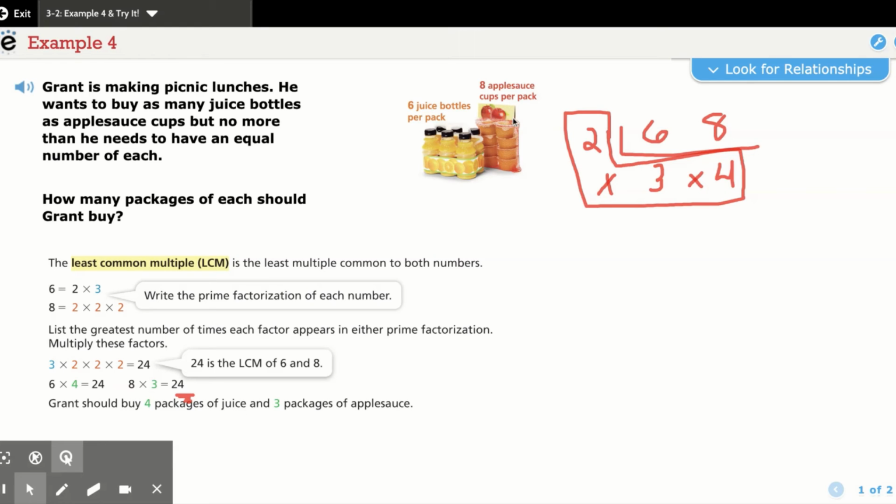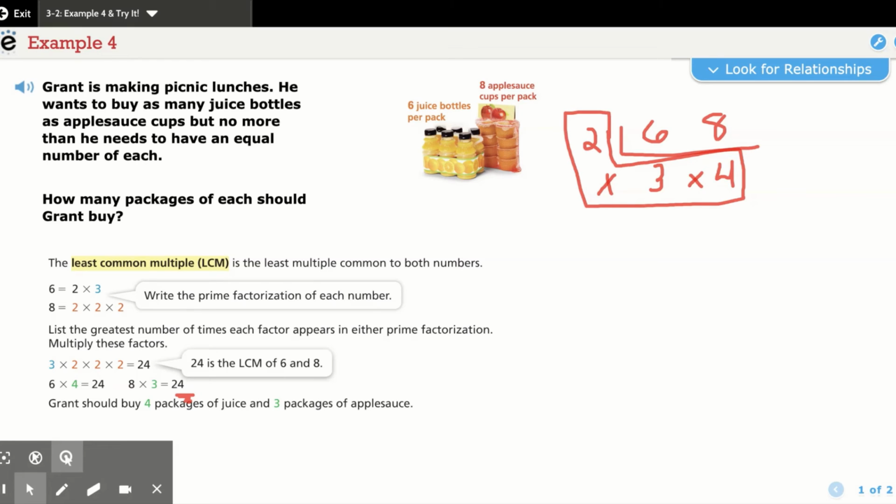And then we had to do the same thing with the applesauce. We need 24 cups of applesauce, which means we need 3 packages of applesauce because 24 divided by 8 is 3. So for questions like this, you can't stop once you find the least common multiple, because they also want to ask how many packages of each Grant should buy.